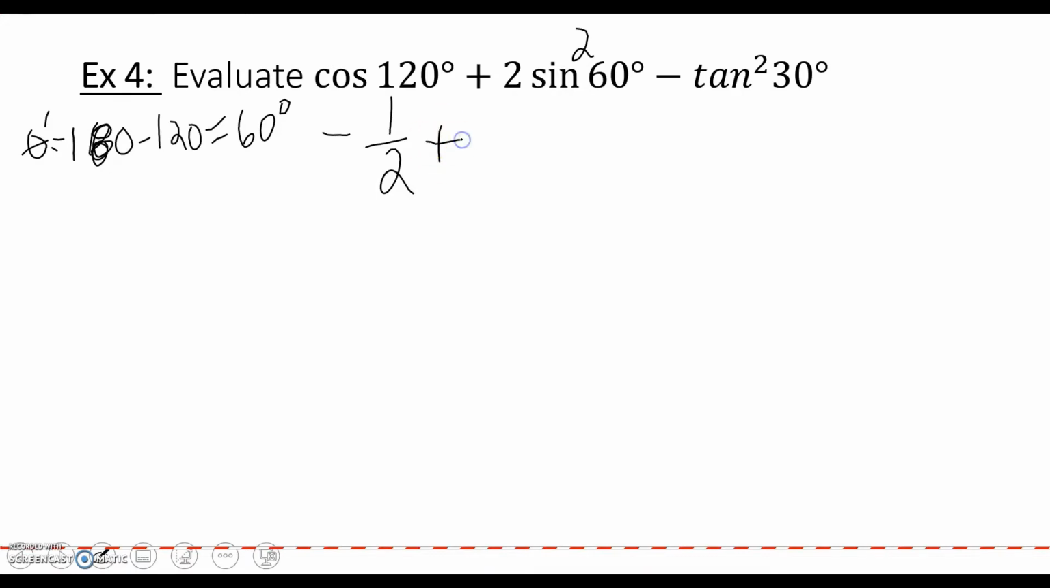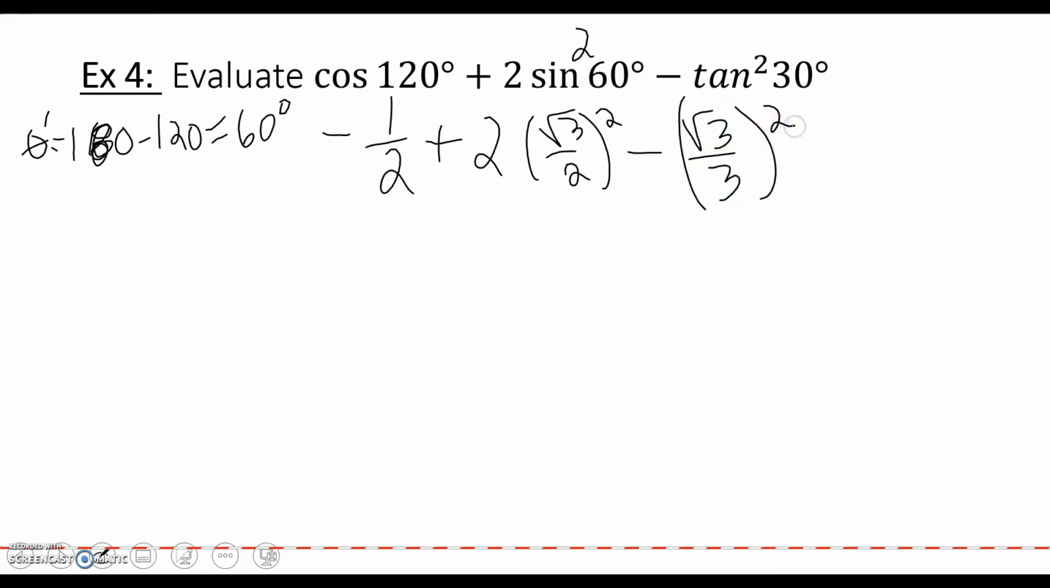All right, now we want to figure out what is the sine of 60 degrees. So 60 degrees we know is in the first quadrant. We also know that the cosine of 60 we just said was 1/2. So that means the sine of it is square root of 3/2. And remember, I added that square in there, so we are squaring the square root of 3/2. And then the tangent of 30 degrees is the square root of 3/3. And we are squaring that as well, okay?